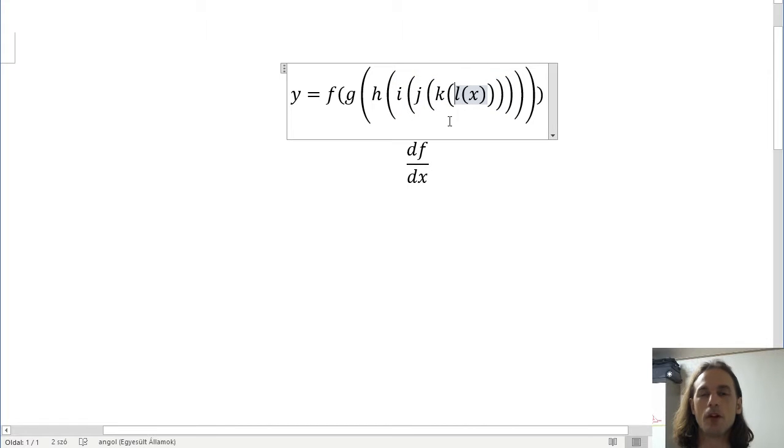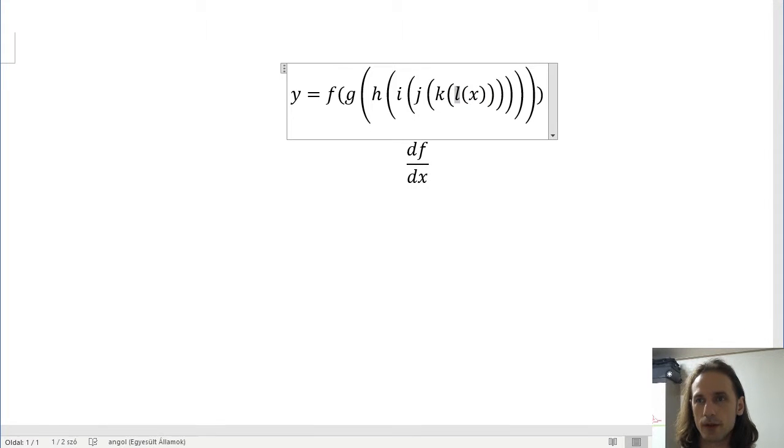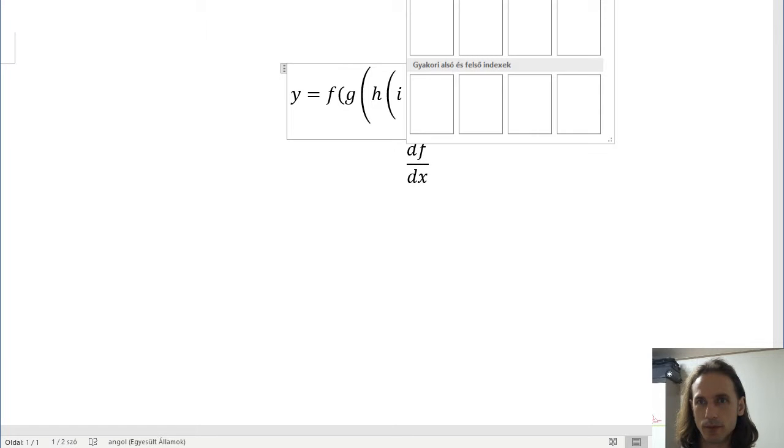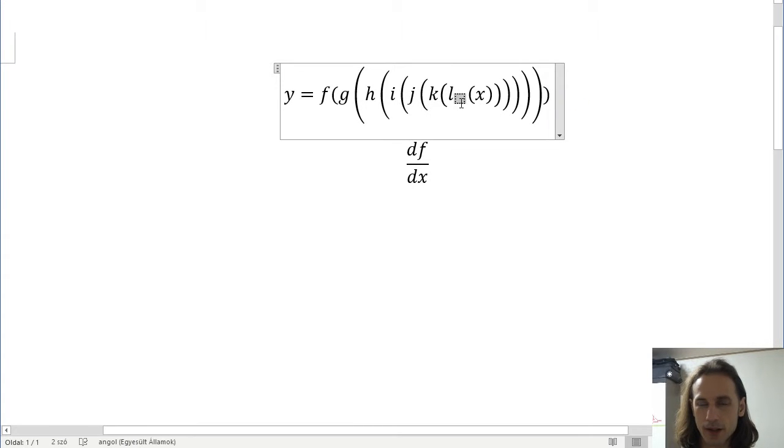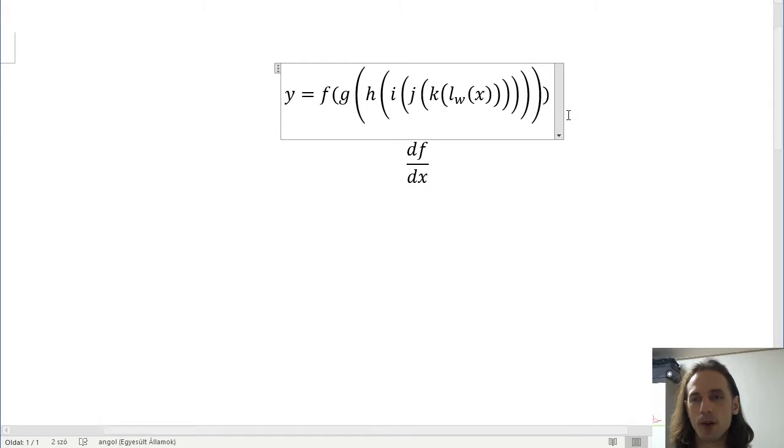All these functions have some kind of parameters, or maybe not all. If it's an activation function, it doesn't. But these functions usually have some parameters, like maybe this L is the convolution we're talking about, and it has some weights. So it depends on the weights, and I want to find out how to change these weights so that my y, the output of this whole function, will be as close as possible to the real y value.